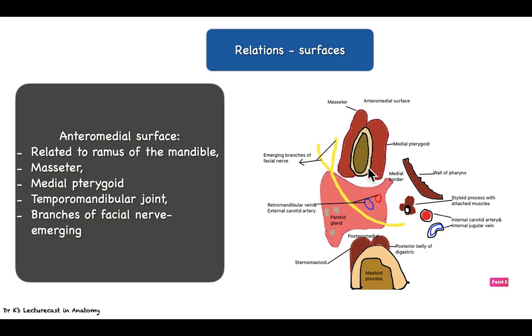One bone. What is this bone? Ramus of the mandible. To the ramus of the mandible, remember, laterally one muscle is attached and medially one muscle is attached. The muscles attached here are the muscles of mastication, the masseter and the medial pterygoid. And the temporomandibular joint and branches of facial nerve.